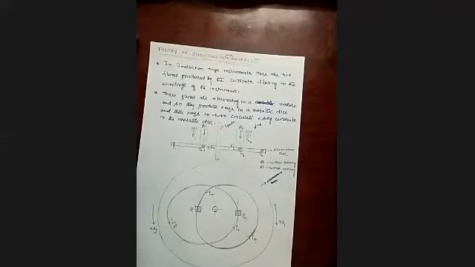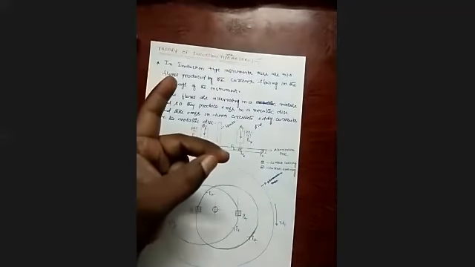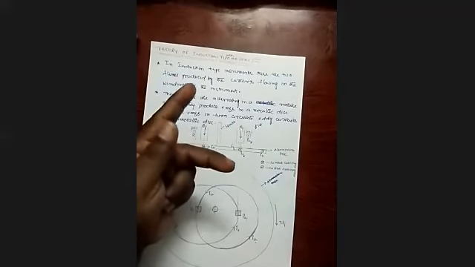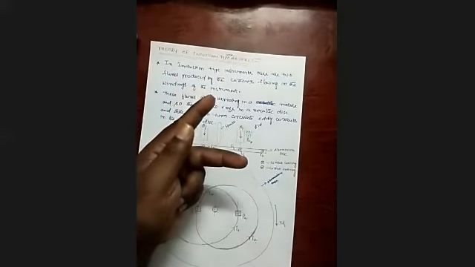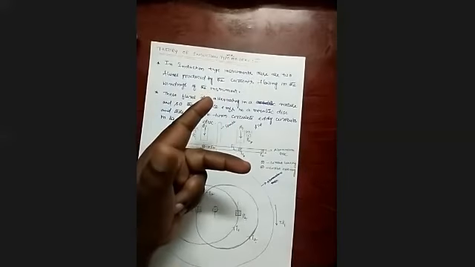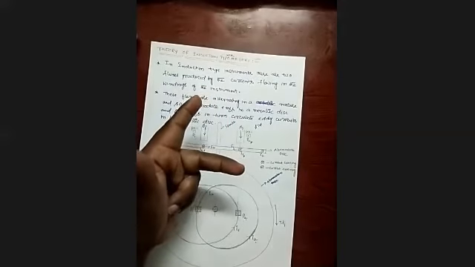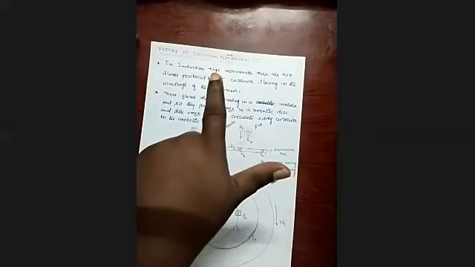Whenever I am applying Fleming's left hand rule, the current is entering. That's why the middle finger indicates the direction of the current, the forefinger indicates the direction of the magnetic field, and the thumb indicates the direction of the force. Therefore, I am injecting the current into the disc.